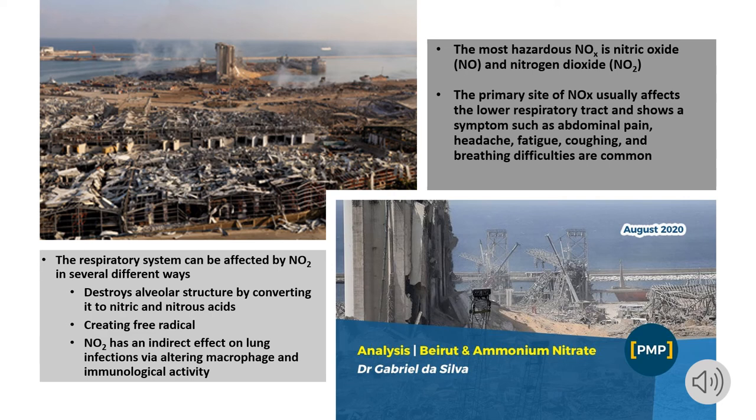The respiratory system can be affected by nitrogen dioxide in several different ways. In the distal airways, it first destroys alveolar structure by converting it to nitric and nitrous acids. Second, by creating free radicals, which cause protein oxidation, lipid peroxidation, and cell membrane damage. Another high risk of COVID-19 infection can make the health condition of Beirut's residents even worse.